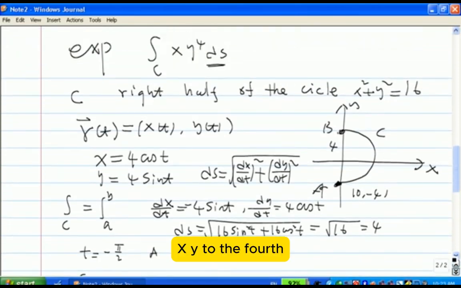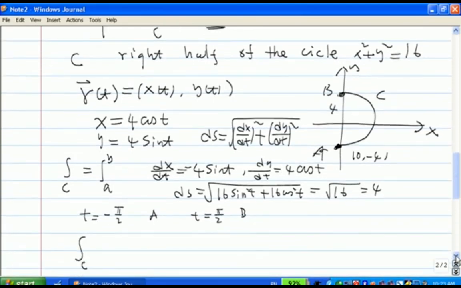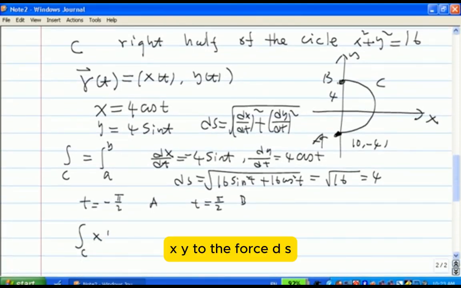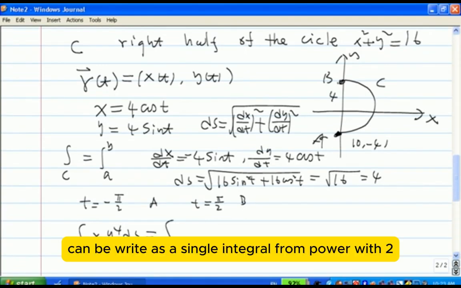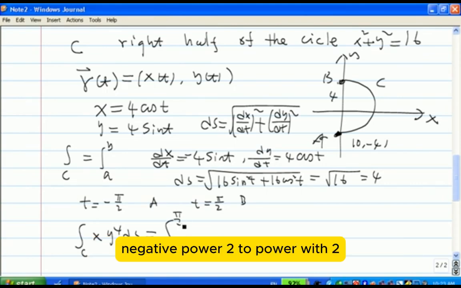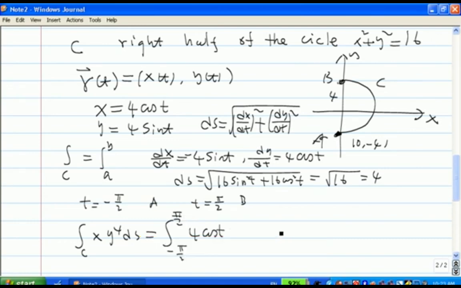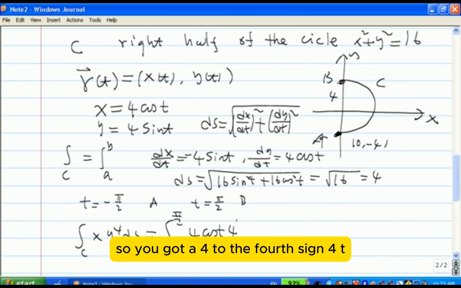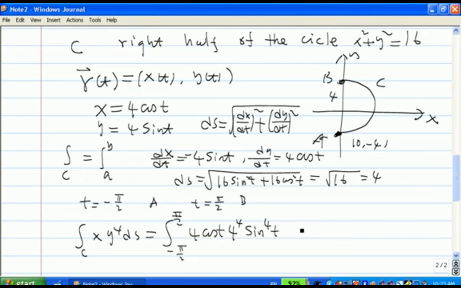The integral of x y to the fourth ds can be written as a single integral from negative pi over 2 to pi over 2. Then replace x by 4 cosine t, replace y by 4 sine t to the fourth. So you've got a 4 to the fourth sine to the fourth t.